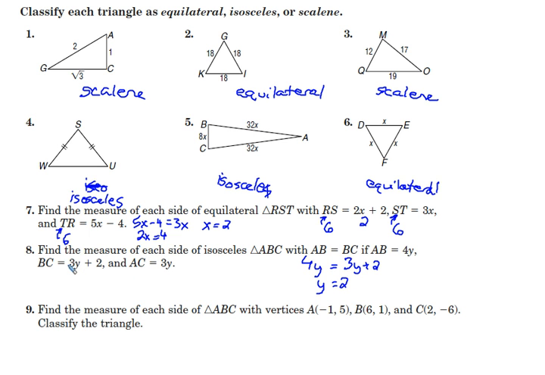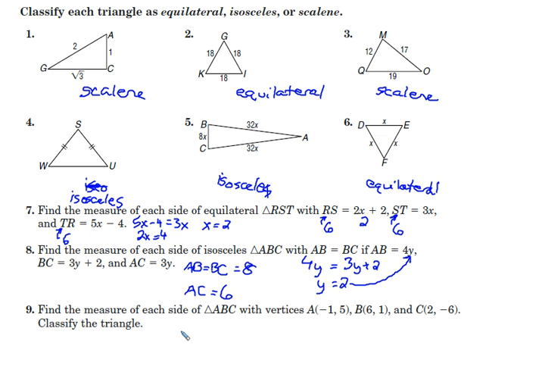Now I need to find all three sides. I know that AB is equal to BC, so I can take this 2 and put it into the AB. 4 times 2 is 8. It'll also be 8 if I plug 2 over here. 3 times 2 is 6 plus 2 is 8. So AB and BC are both 8. Now I need to find the AC side. 3 times y. 3 times 2 is 6. So the sides of the triangle are 8, 8, and 6.